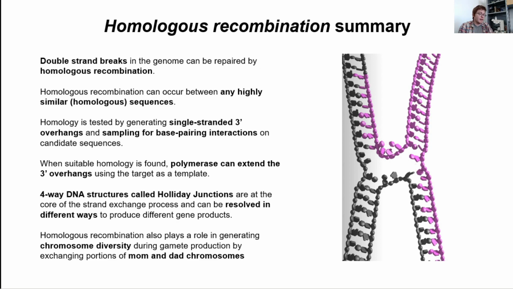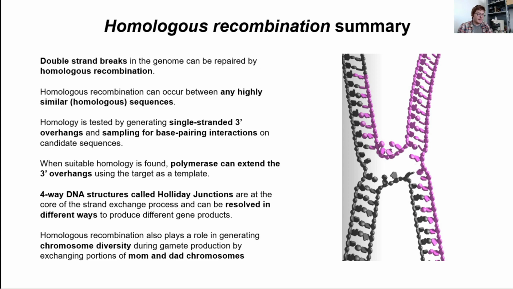And the reason for that is that homology is tested between sequences by generating these single-stranded 3' overhangs, which can then sample and look for things that look exactly complementary to the sequence that has been produced. And once suitable homology is found, then you basically can use DNA polymerase to extend those 3' overhangs using whatever target you found as the template.